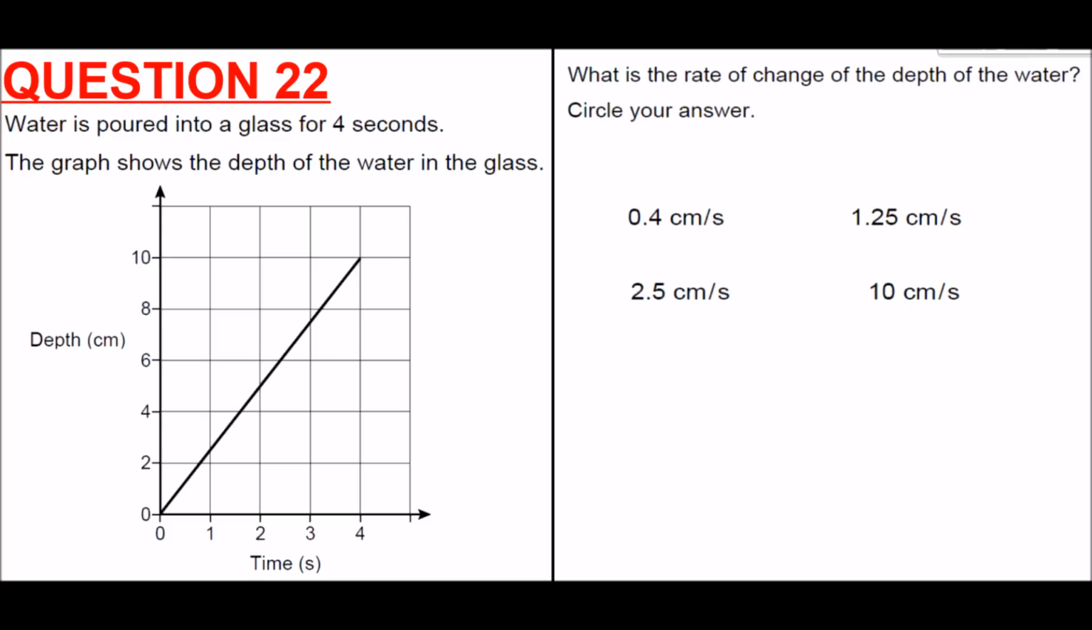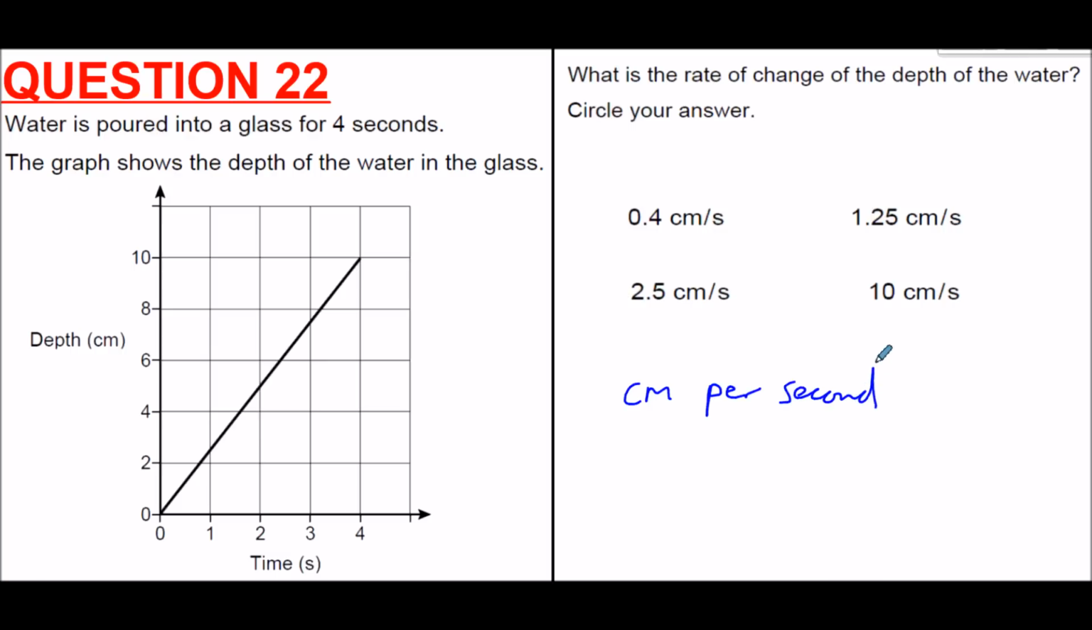Question 22. Water is poured into a glass for 4 seconds. The graph shows the depth of the water in the glass. And we're asked what is the rate of change of the depth of the water, and we need to circle the answer. And so look at the units. These units mean centimetres per second.